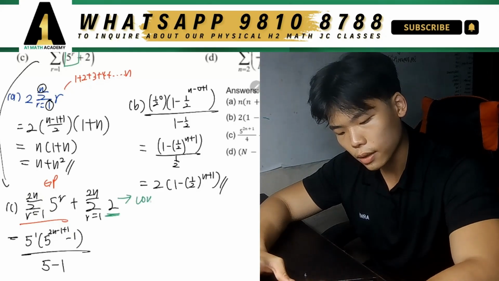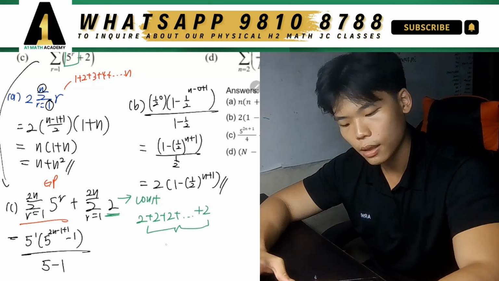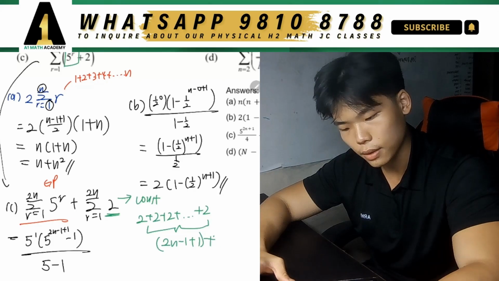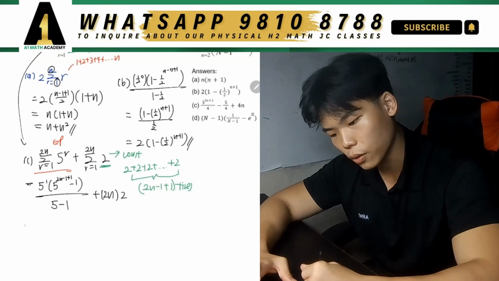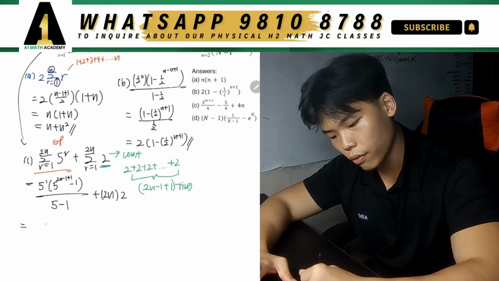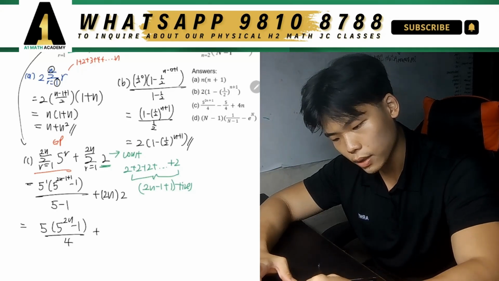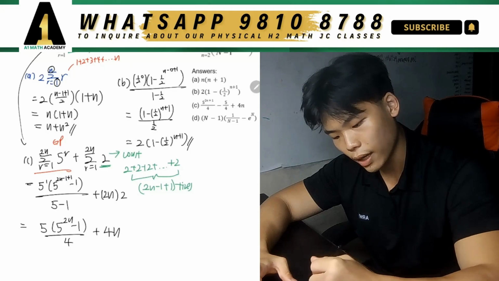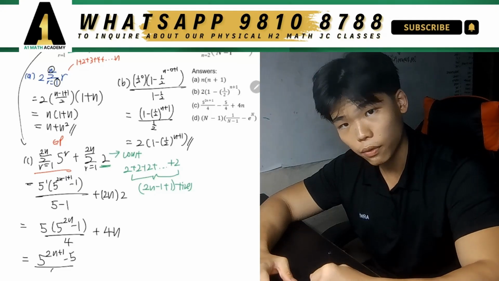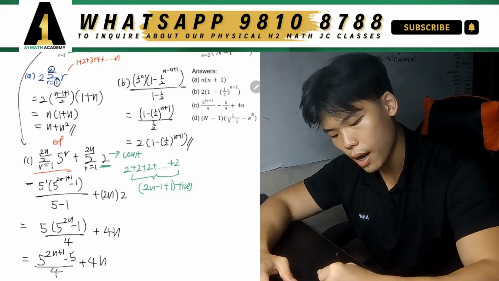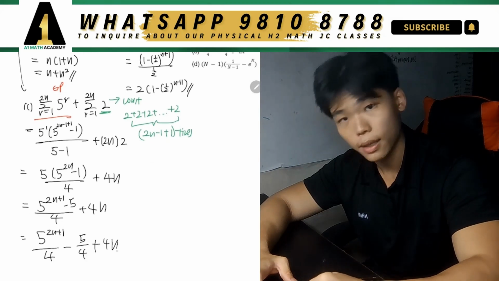So this is a constant that is being added: 2 plus 2 plus 2 plus dot dot dot plus 2. How many times? 2n minus 1 plus 1 times. So essentially that's just 2n times. So you plus 2n of 2. So when you expand this whole thing over here, you will get a very nice value of 5 bracket (5^(2n) minus 1) over 4, plus 4n. And then of course you can further simplify this to give you (5^(2n+1) minus 5) over 4, plus 4n, which gives you 5^(2n+1) over 4, minus 5 over 4, plus 4n. And that's the final answer.